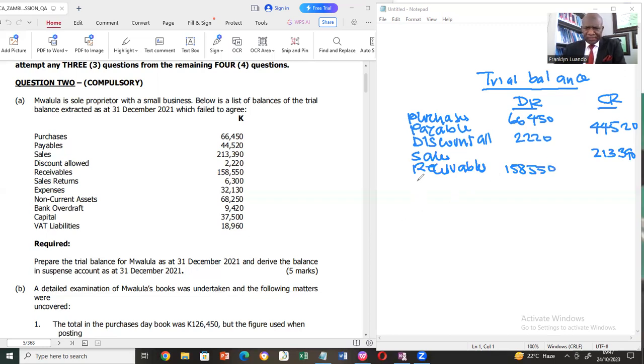Sales returns. When you sell goods and then they return, it must be debited. Sales returns 63. Because it's a loss when they return the goods. Expenses, we said it's debit. The expenses there is 32,130.